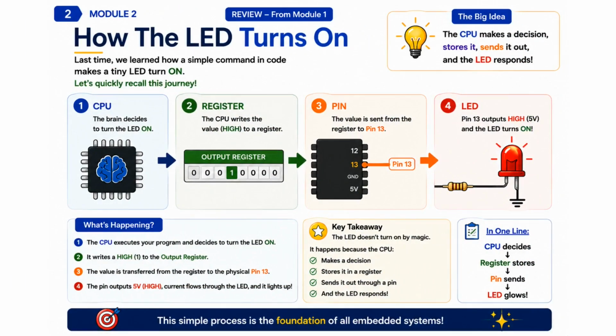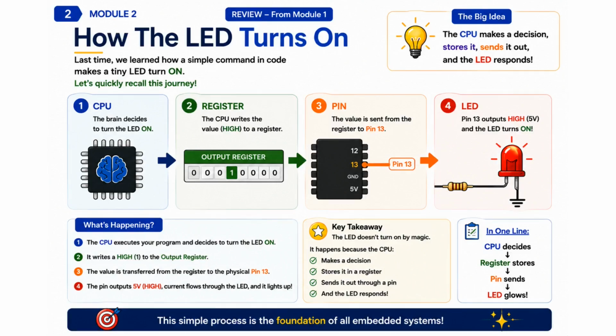Before we move into new ideas, let us quickly review something we learned in Module 1. We learned how a simple line of code can make an LED turn on. At first, it may seem like magic, but now we know that there is a clear sequence of events happening inside the microcontroller. First, the CPU makes a decision. The CPU executes our program and decides that the LED should turn on. Next, the CPU writes a value into an output register. In this case, it writes a high, which means a logic 1.